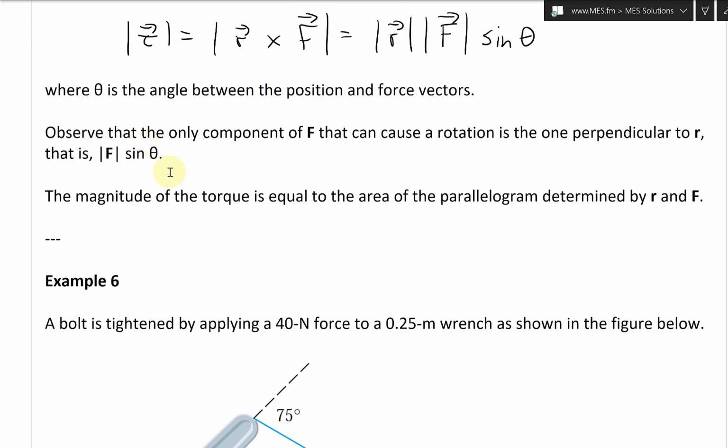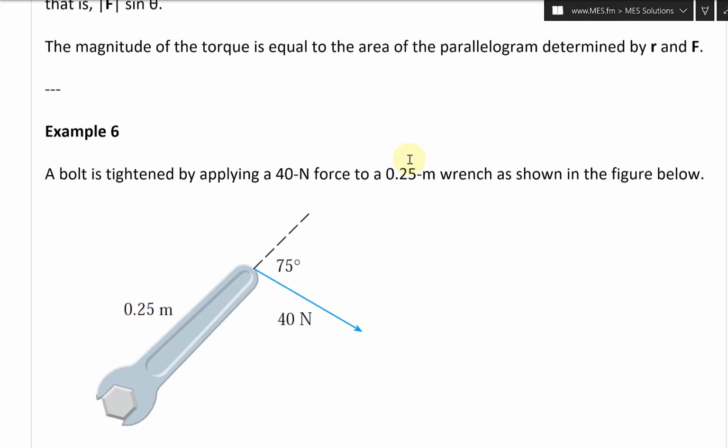The magnitude of the torque is equal to the area of the parallelogram determined by the position vector r and the force vector F. Again, based on the cross product, it's just the parallelogram of those two vectors. Now let's take a look at example 6, the last example of this video. Then we'll do the exercises.